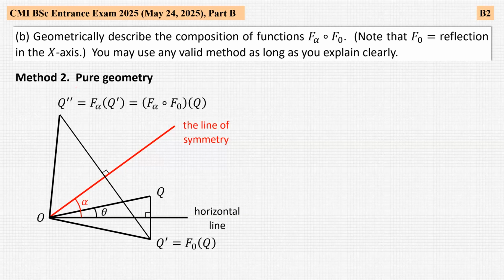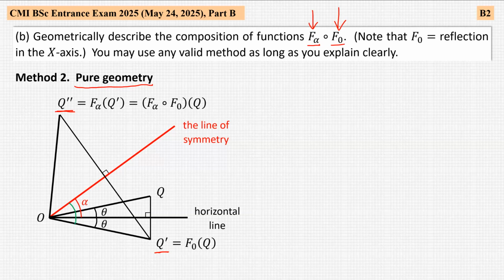As for the second method, this problem is still not that hard to do using pure geometry. Let's use this initial setup with initial point Q with line OQ forming angle theta to the horizontal line. First, we need to do the reflection in the horizontal line. This will generate point Q prime, and the line OQ prime and the horizontal line will also form an angle theta. Next, we perform a reflection on this point Q prime, now over the red line of symmetry, to generate a new point Q double prime.